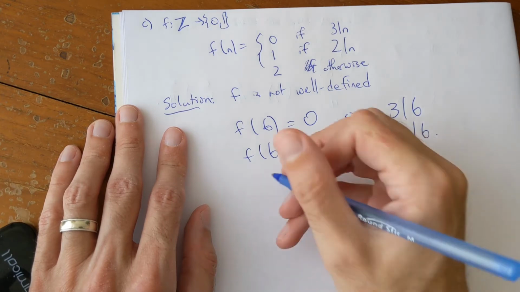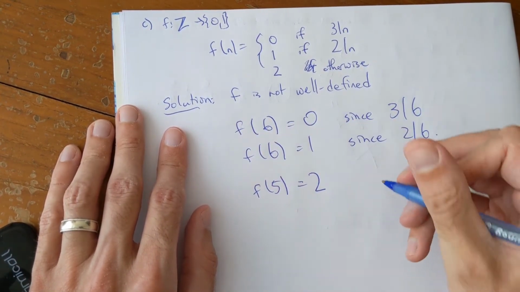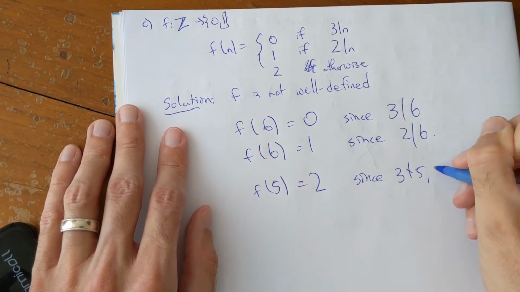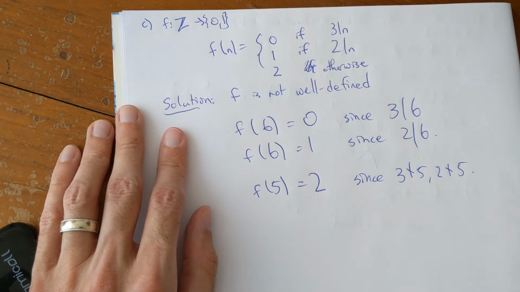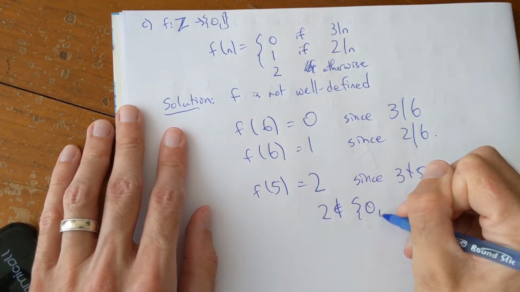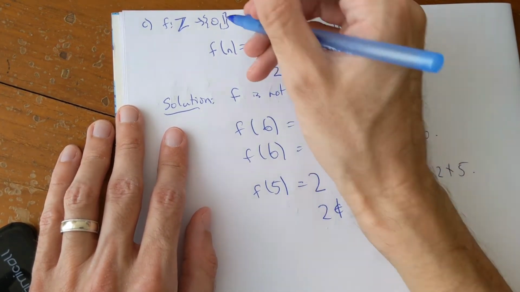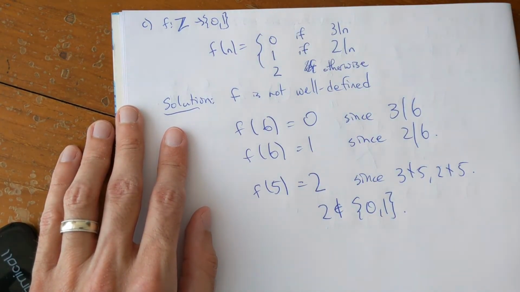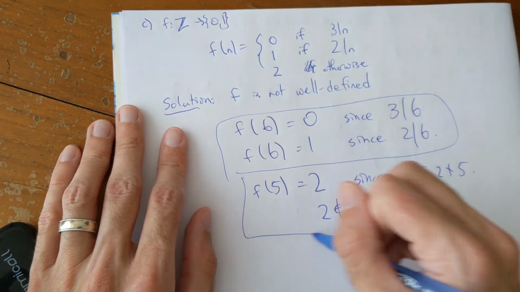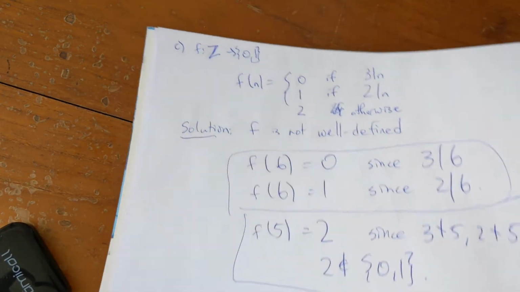On the other hand, f of 5 is 2, since 3 does not divide 5 and 2 does not divide 5, but 2 is not in the set {0, 1}. So f of 5 is not in the codomain, so it's not well defined. So you can say either for this reason or for this reason that f is not well defined. Okay, let's move on to question 3.